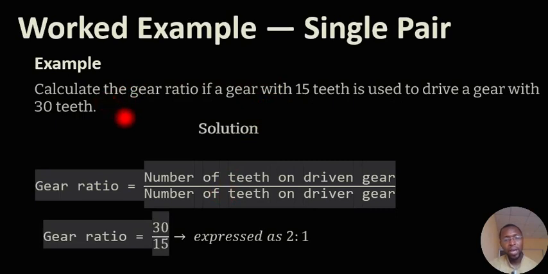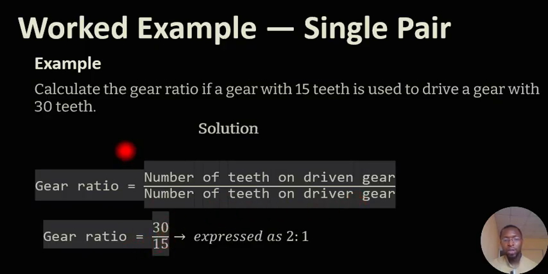Question here says, calculate the gear ratio if a gear with 15 teeth is used to drive a gear with 30 teeth. So definitely the gear with 15 teeth that is driving the gear of 30 teeth is the driver gear. So the driver gear has 15 teeth, while the driven gear has 30 teeth. So making our formula, gear ratio simply is number of teeth on driven gear all over number of teeth on driver gear. So we'll bring that in.